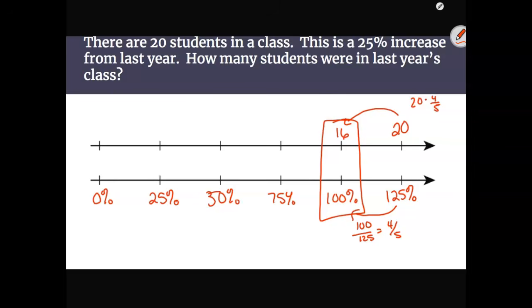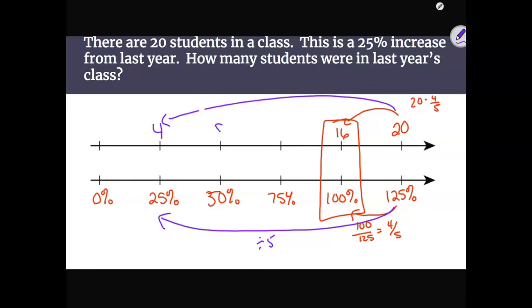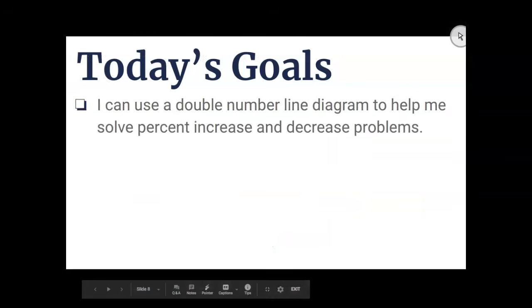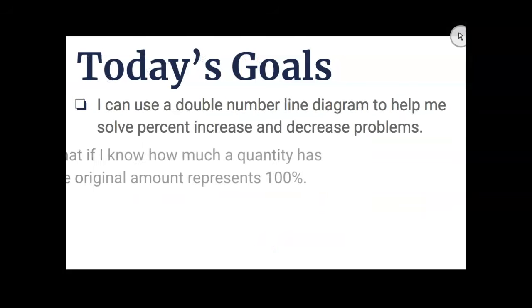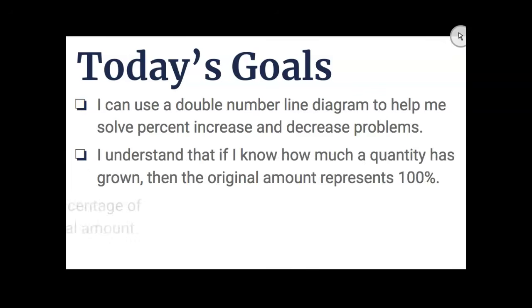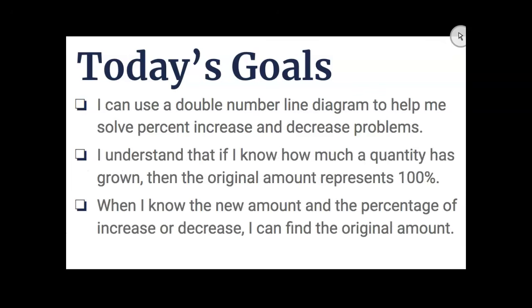If you didn't want to do that, you could go all the way down to the 25%, divide 125 by 5 to get there. So again, divide 20 by 5 to get to 4, and then count up on your chart to get to the 16. All right, these problems are relatively tricky, so really it's just important to look at that 100% and see where you're going. Go ahead and look at the goals and see if you have any questions.